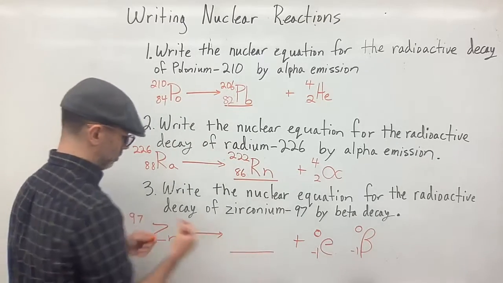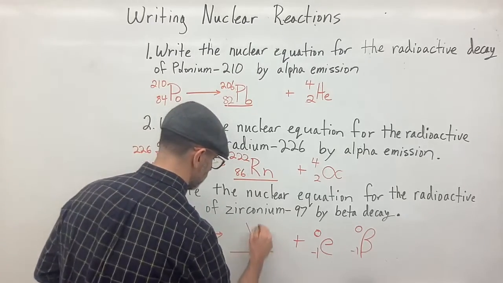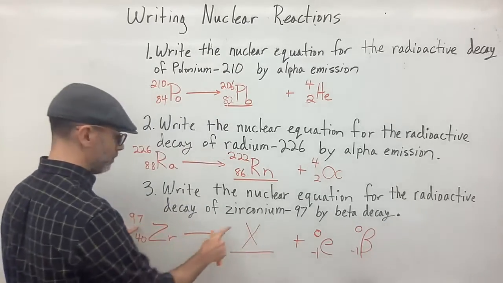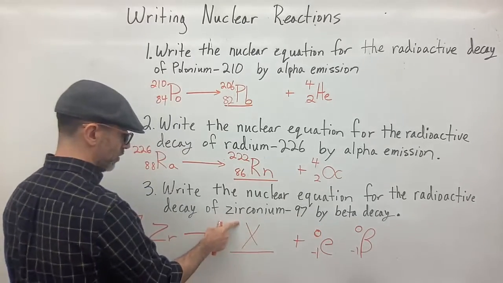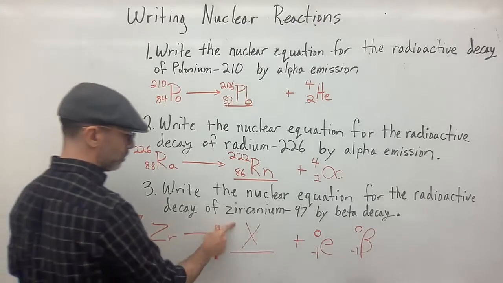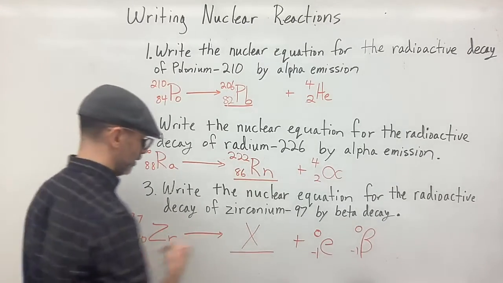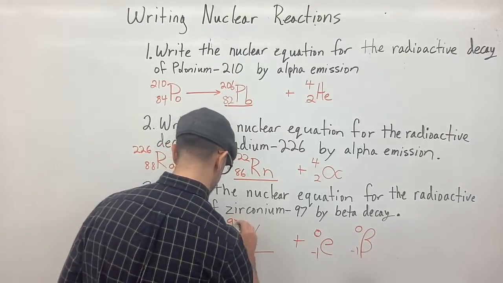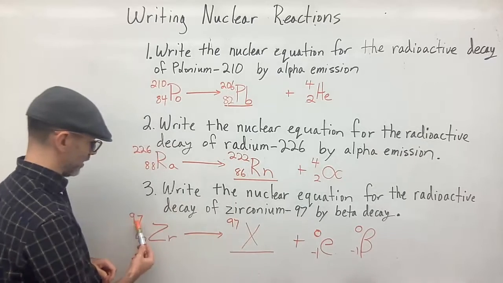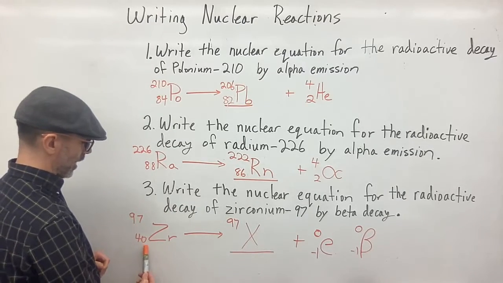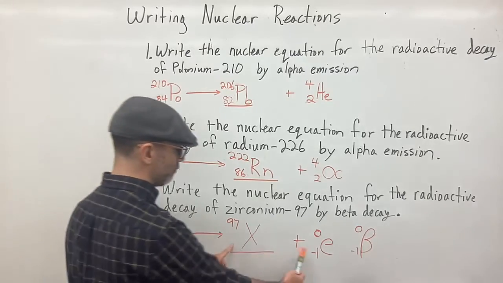So what would this element be? Again, the top numbers on both sides have to equal. So we have 0, this number, and this number. So what plus 0 gives us 97? Well, 97. So we have 97 here. So 97 plus 0 gives us 97. So 40, we have 40 on the bottom number. So 40 on this side, we have to have 40 on this side.